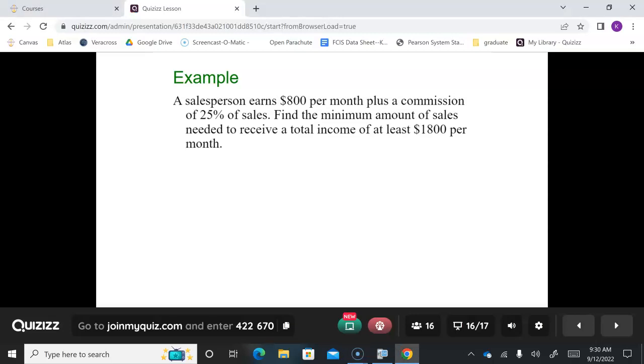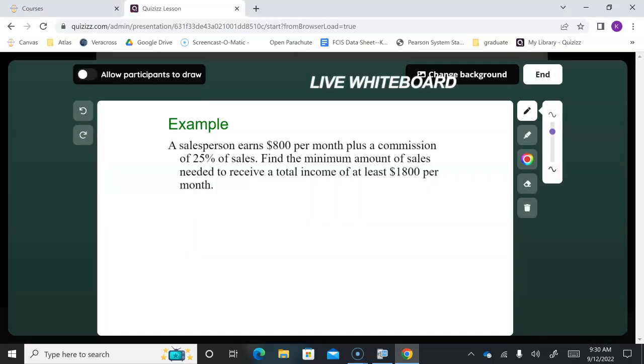We'll be writing an inequality. Same idea as when we wrote an equation from a word problem. Now we're just going to write an inequality from a word problem.